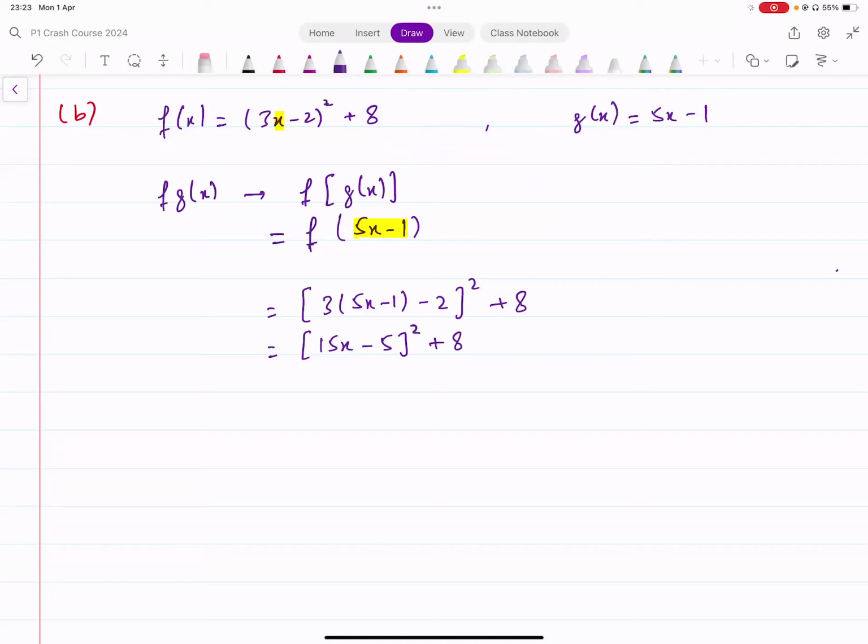Remember what the domain of f of x is? What the question told us about this? Domain of f of x is all real values. What about domain of g of x? Domain of g of x is all real values. What about the domain of fg of x? The domain of a composite function is the same as the domain of the inner function. What's the inner function? G of x. So the domain of fg of x is also all real values. So the domain of this composite function is also all real values.